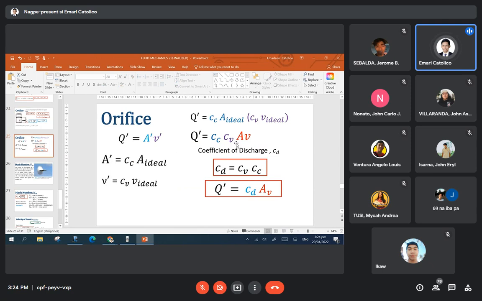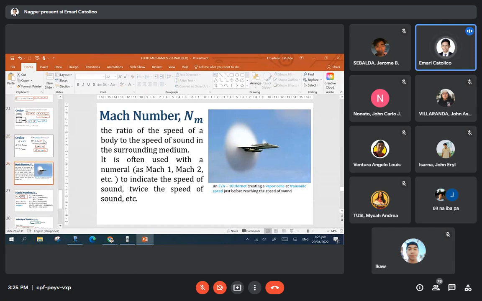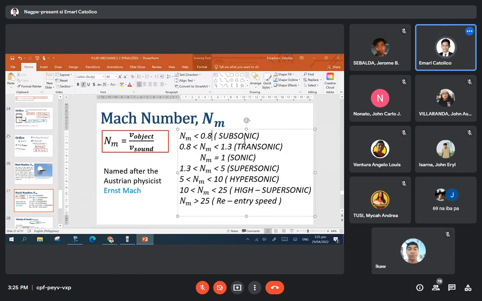So via derivation, pwede mong i-rewrite yung CB times CV as CD or coefficient of discharge. So CD is CB times CC. Therefore, Q prime, volume flow rate actual, is equals to CD, coefficient of discharge, times area times velocity. Okay? Then Mach number, na-discuss ko na to, no? Ito yung ratio ng speed of body to the speed of sound. So, ito yung pinaka specific when it comes to Mach number.